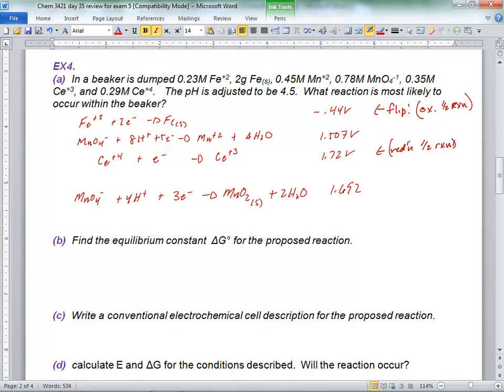So what reaction is most likely to occur? Go ahead and add them up. Get the overall reaction. These two.